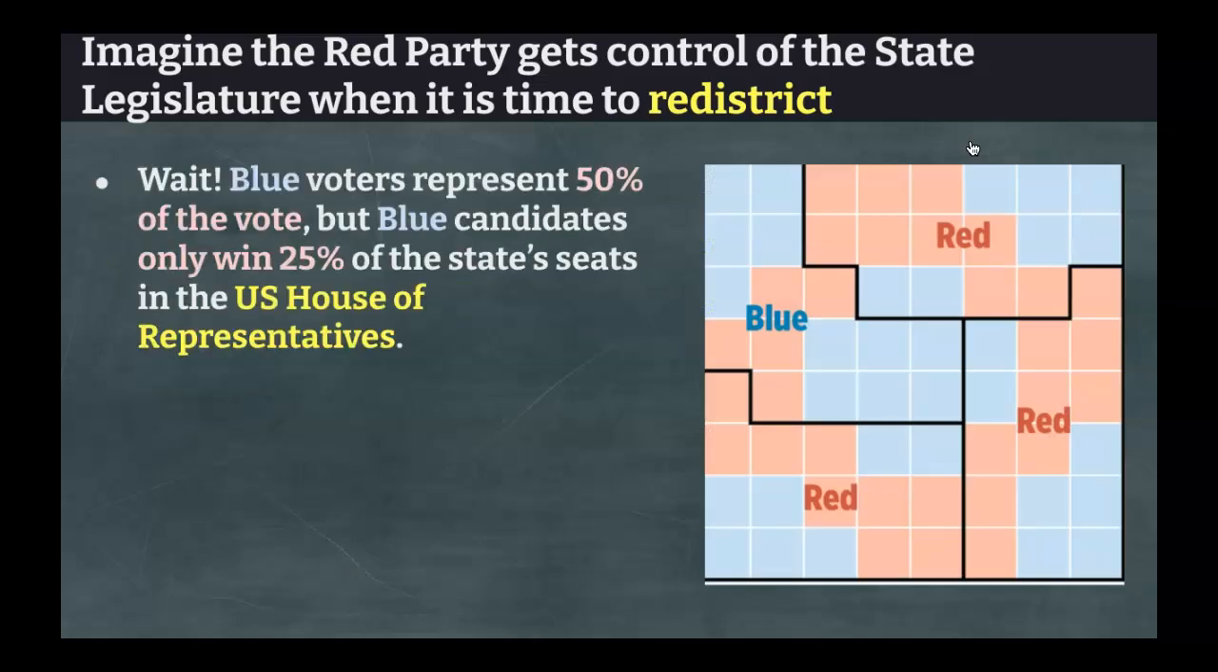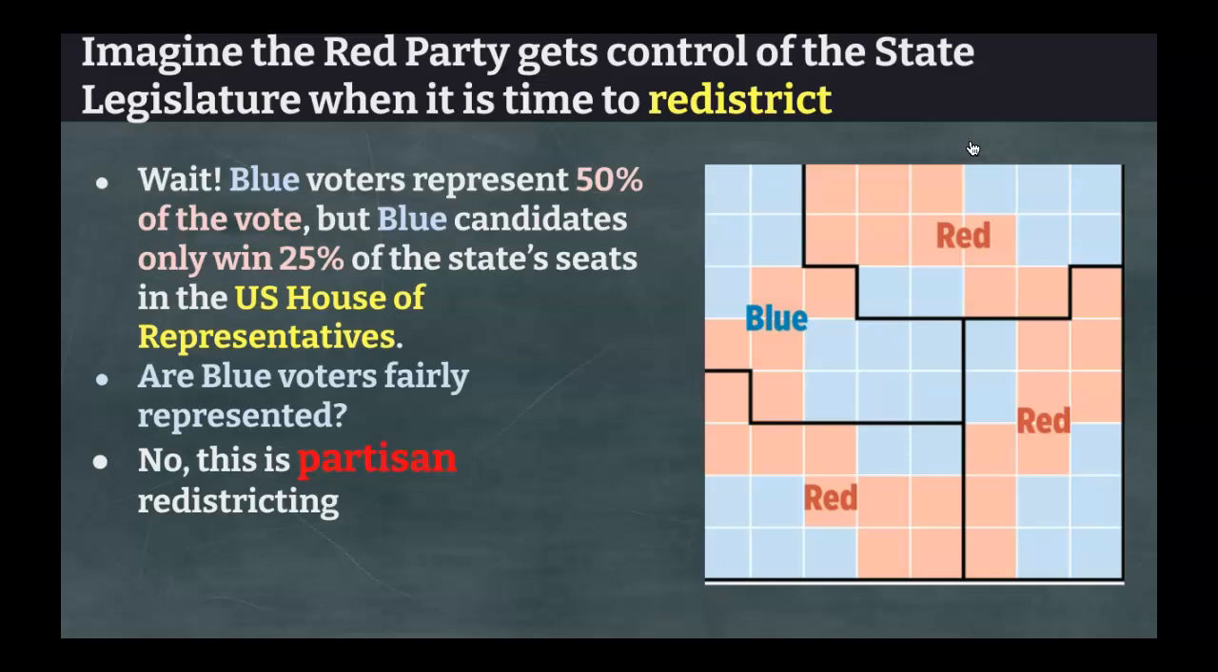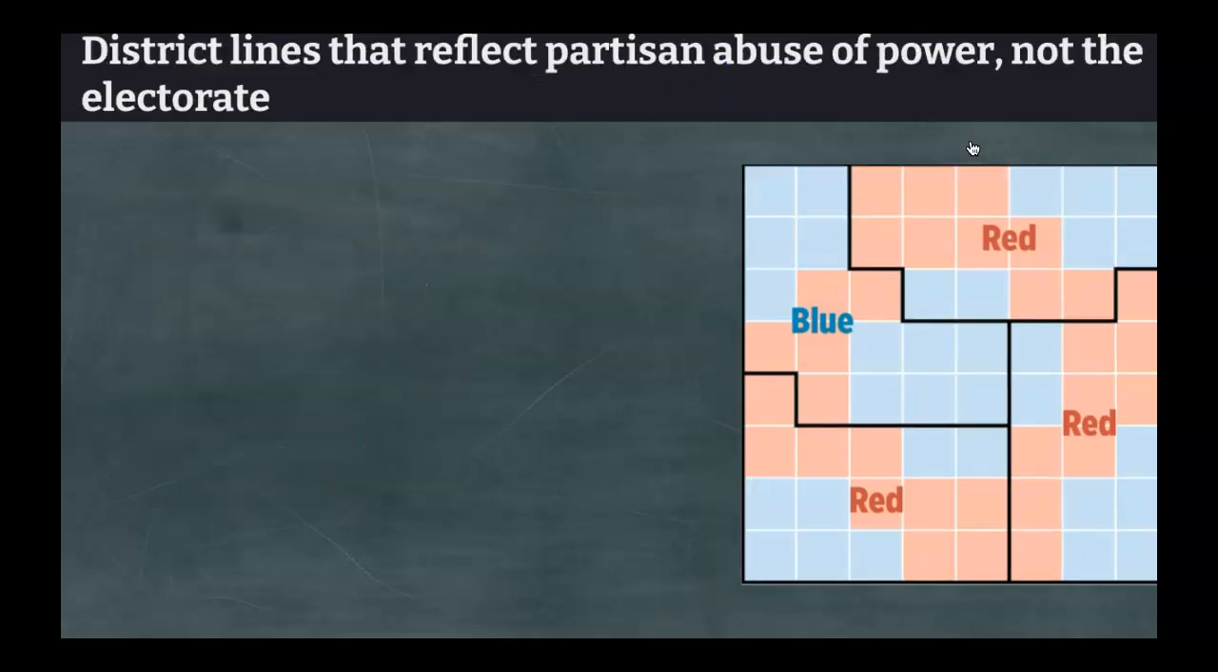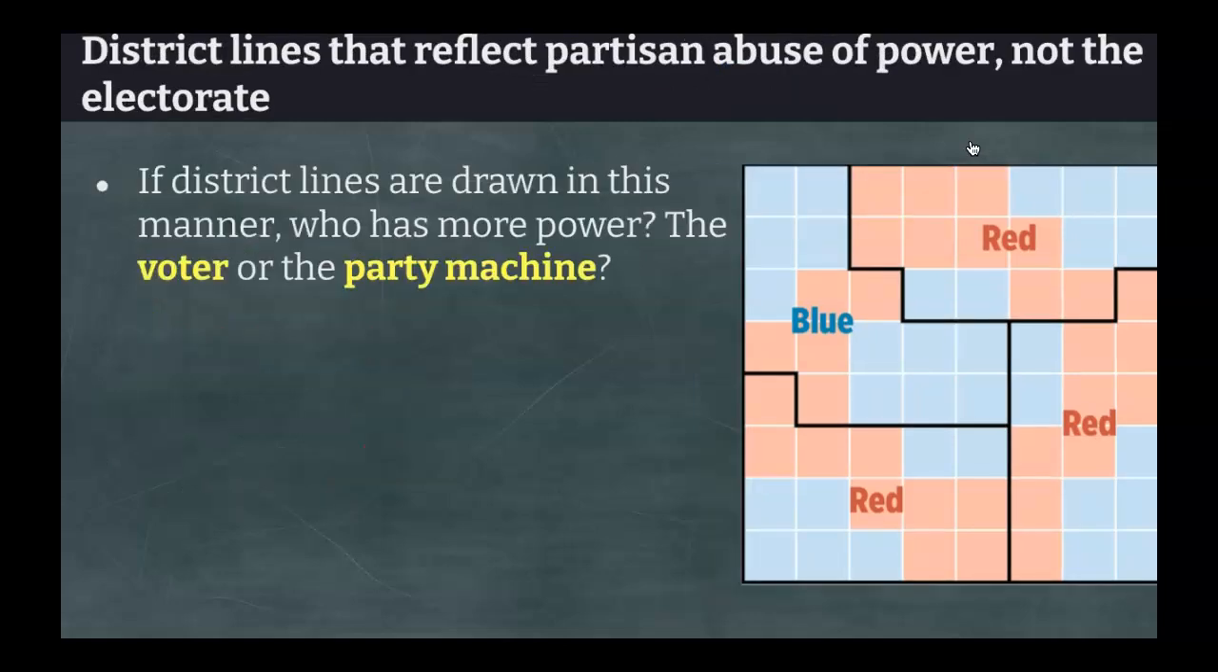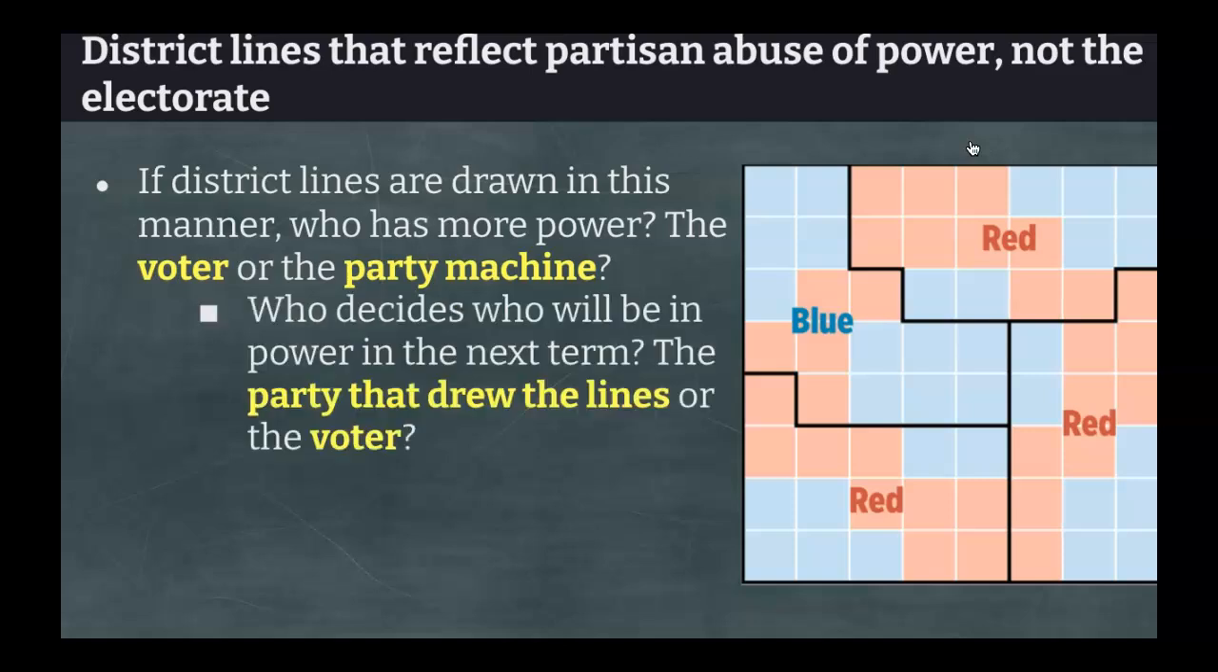Wait, blue voters represent 50% of the vote, but the blue candidates only win 25% of the state seats in the House of Representatives? Are blue voters fairly represented here? No, this is partisan redistricting. And again, district lines are drawn in this manner. Who has more power, the voter or the party machine? In other words, who decides who will be in power in the next term, the party that drew the lines or the voter?